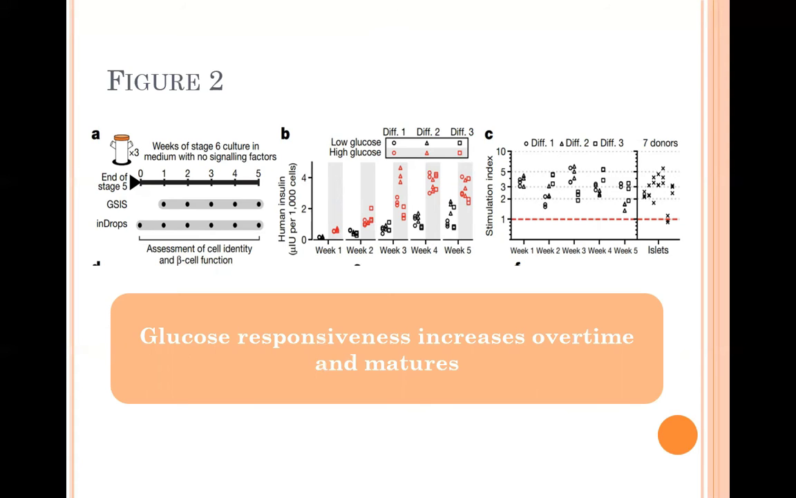So the cells showed increase in glucose responsiveness over the weeks. The stimulation indices in figure C showed that the islets are comparable to human controls, but that there's a larger amount of insulin secretion. So researchers can conclude that glucose responsiveness over time for these beta cells increases as these cells mature.